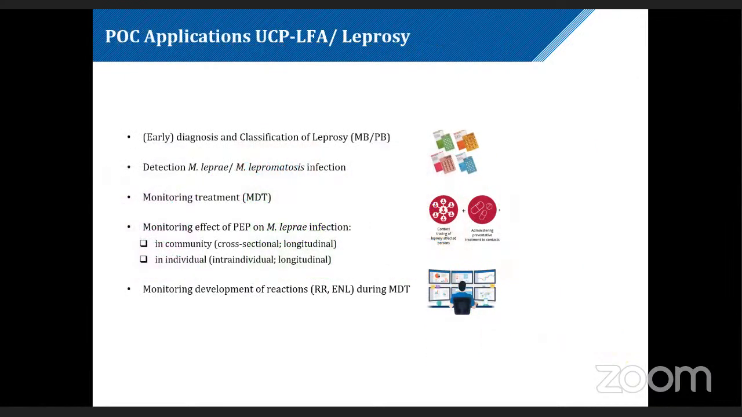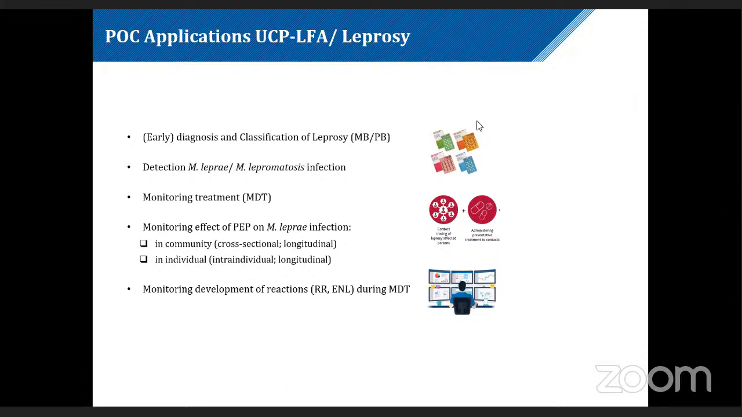So some point-of-care applications of our UCP lateral flow for leprosy are, of course, to diagnose early, but also to classify, because there's a lot of difference between MB and PB. So not only PGL1, but also other markers showed differences. Anyway, detection, as I already said, of M. leprae and M. lepromatosis, but also monitoring treatments. And monitoring treatment is actually much easier because the patient is already identified clinically. So if you follow the patient, you can perfectly monitor all the biomarkers that you want.